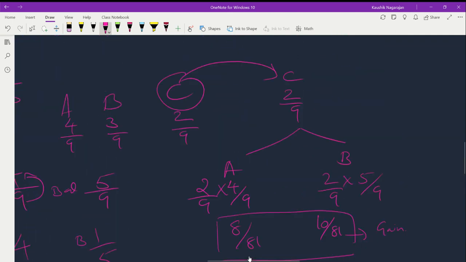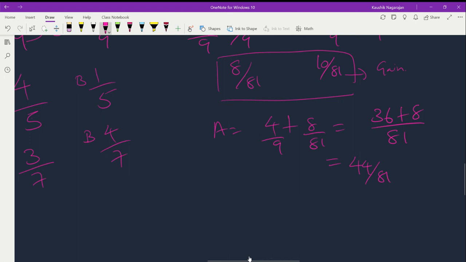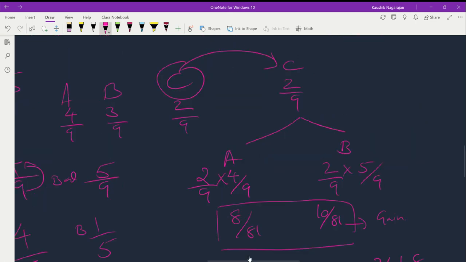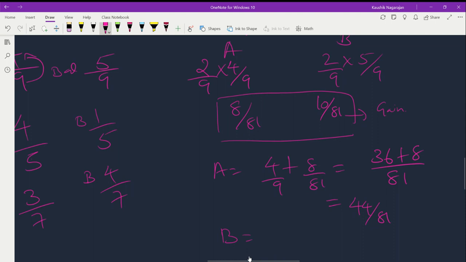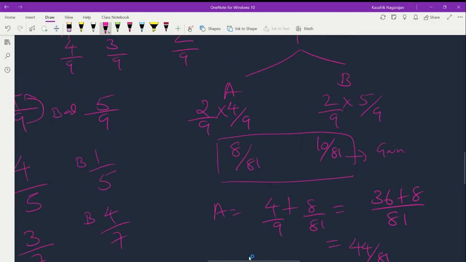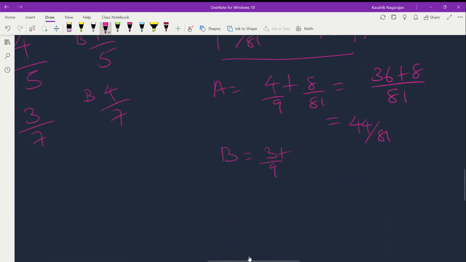Who's the other partner? It is partner B, right? So what is the value of partner B? The old ratio is 3 by 9, plus the new ratio. What is the new ratio? There is the gaining ratio 10 by 81, right? So add that 10 by 81. The LCM will be 81. So 9 nines are 81, 3 nines are 27, plus 10 by 81. That is equal to 37 by 81.